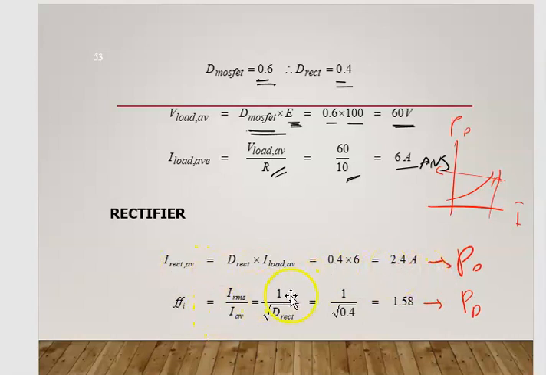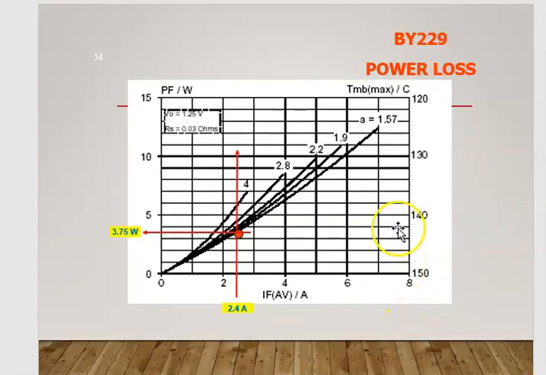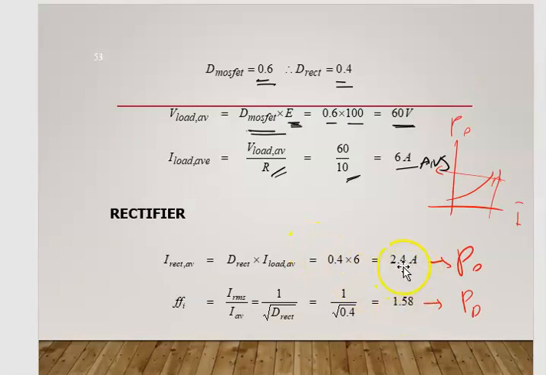In terms of form factor, form factor is defined by IRMS divided by I average, or 1 over duty cycle of your rectifier. So you will get 1.58 in terms of your form factor. If you refer to your graph again, 1.58 is around form factor of 1.57. So this is how you shall use the reference inside your datasheet. This is your form factor around 1.57, 1.58. So the nearest curve, this one, with current of 2.4 ampere average.